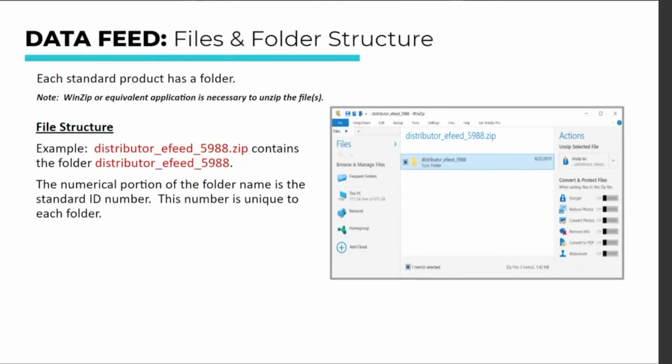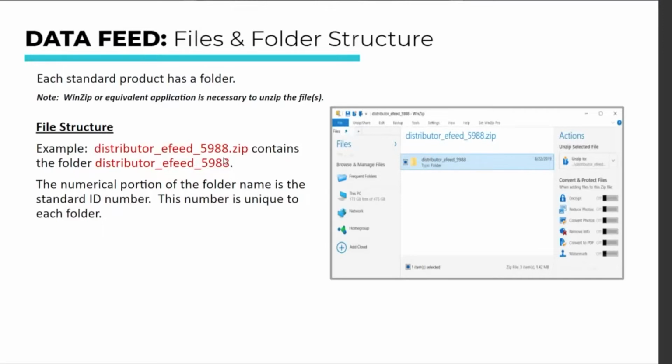Let's start with the files and folder structure. The structure and the different components of the data feed are also referred to as the eFeed. The eFeed consists of zip files that contain folders for each individual standard, as seen here. The numerical portion of the zip file is the standard ID number. This number is system generated and is unique to each folder. As an example, seen here is distributor eFeed 5988.zip.